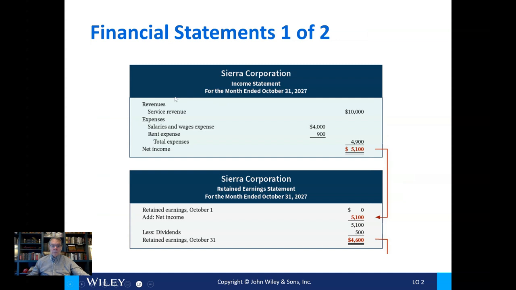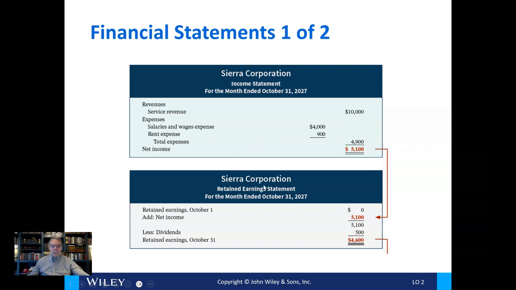Okay. So we have service revenue of $10,000 again. So we did work and we earned $10,000. We might not have gotten paid $10,000, but we had hoped to. And then we have expenses that were necessary to earn this revenue. And so revenues minus total expenses is equal to net income. So this is the first statement.